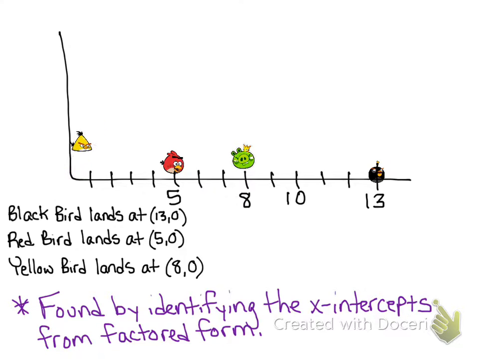So that means with our third shot, if we use yellow last, yellow bird will be responsible for knocking out the pig king.